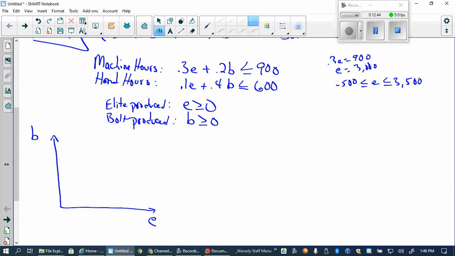How high should I go? What's 900 divided by 0.2? Yeah, 450. Let me think of it this way. It's going to be bigger. Now let's try the other one. What would be 600 divided by 0.1? Is it 6,000? Yeah, it's got to be. So maybe we should go out instead to 6,000.